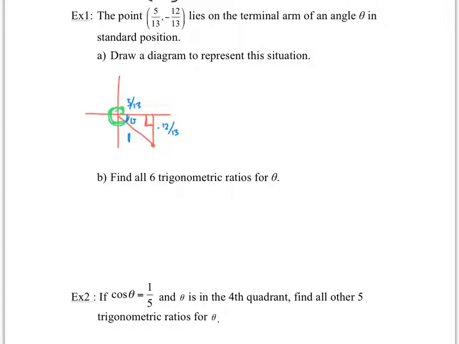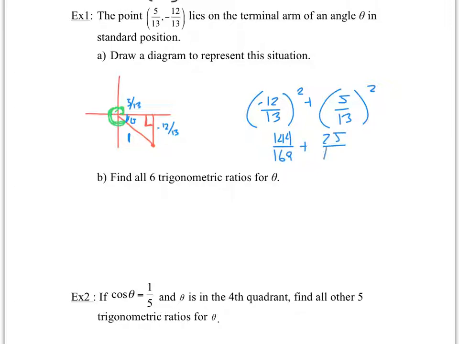If you're not sure and you want to find the hypotenuse, you could simply calculate using the Pythagorean theorem. So it's negative 12 over 13 squared plus 5 over 13 squared, and this gives us 144 over 169 plus 25 over 169. This should be equal to r squared, so you have 1 equals r squared, so obviously r is equal to 1. All right, so let's identify all the values.